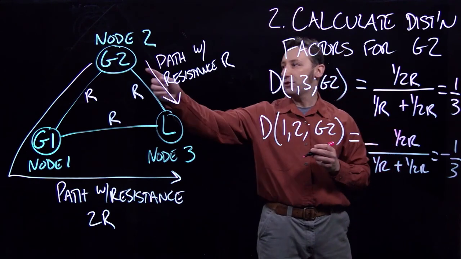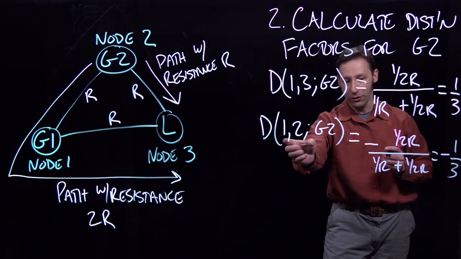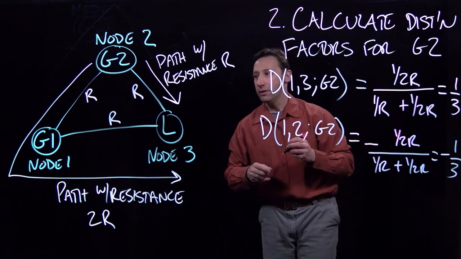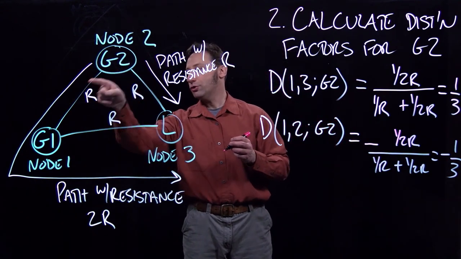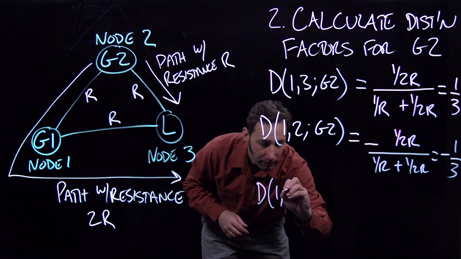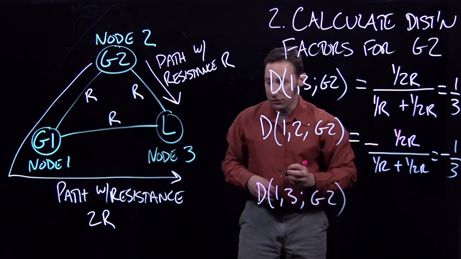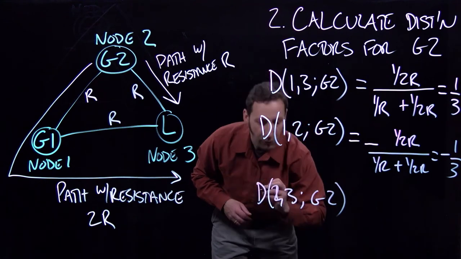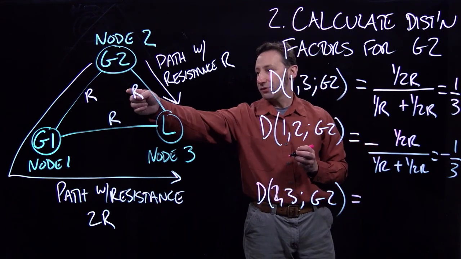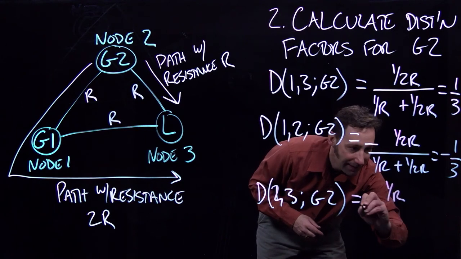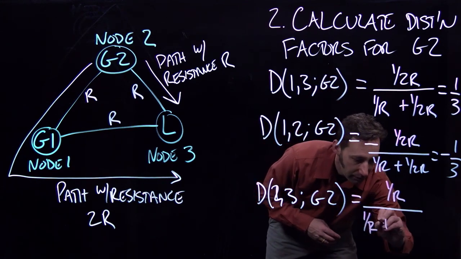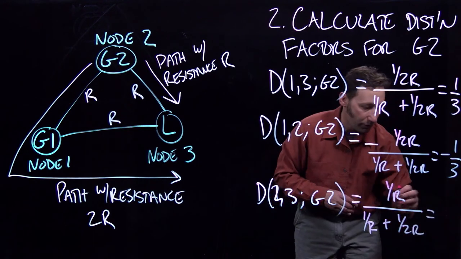So we see that in the case of G2, the distribution factor on line 1 to 2 is equal in magnitude to the distribution factor on line 1 to 3, but opposite in sign, because flow going from node 2 to node 1 is in what we call the negative direction. So the last one, the distribution factor on line 2 to 3 from G2 is going to be equal to the inverse resistance of the short path, so that's 1 over R, divided by the same denominator as in the other distribution factors, 1 over R plus 1 over 2R, and so we're going to get 2/3.